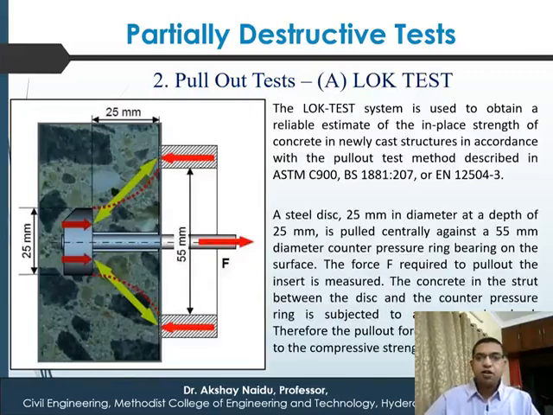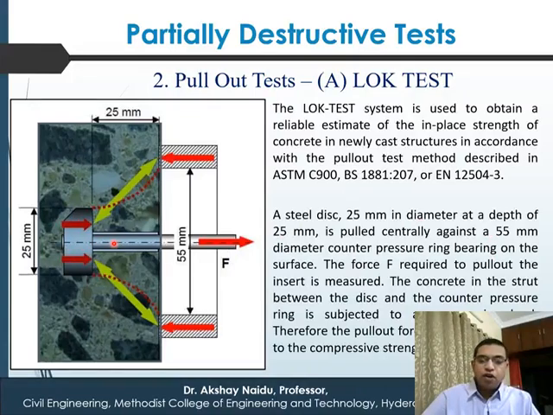See, this is lok test. In this, this is a piece of element. This is a ring of 25 mm diameter and a thin bar through the central axis of the ring, of this length is 25 mm, and of course this protrudes out. So this is a steel disc attached like this.